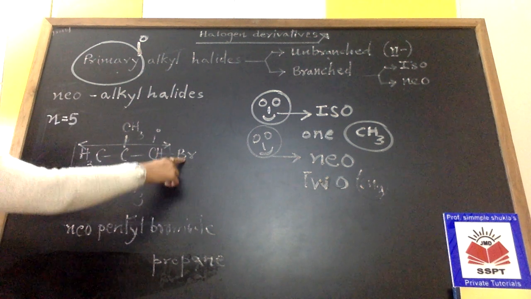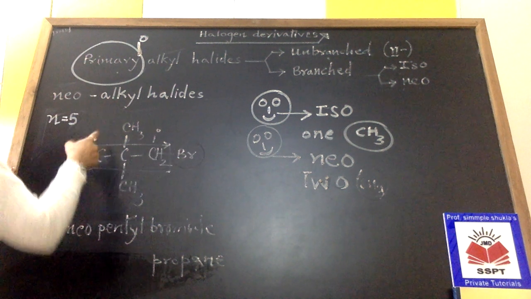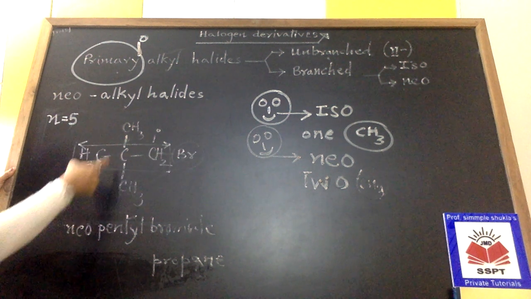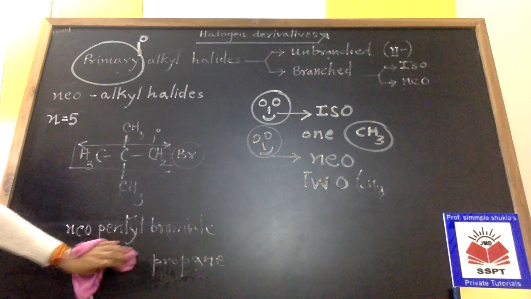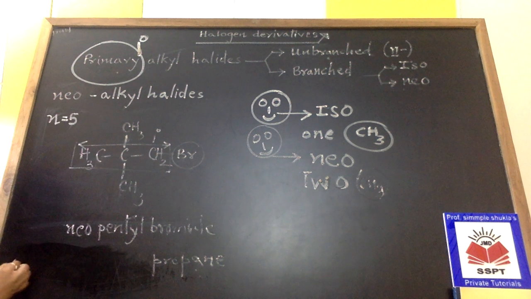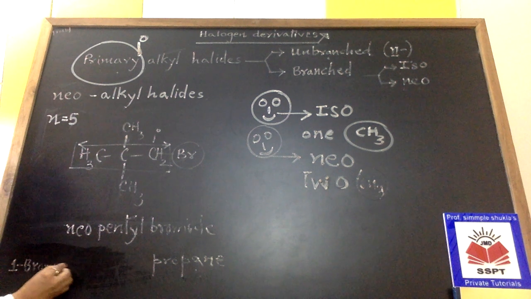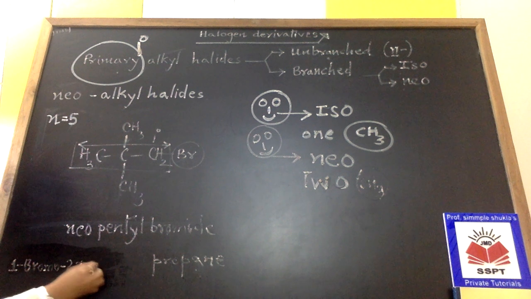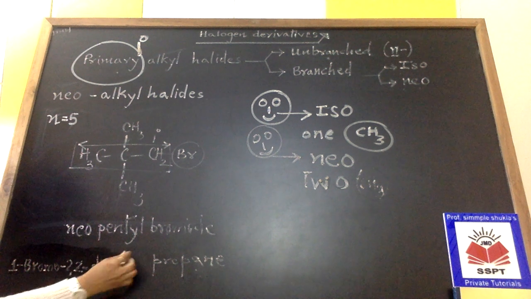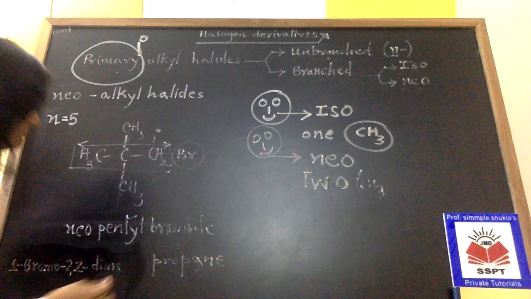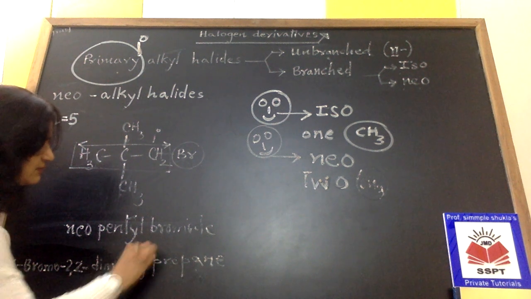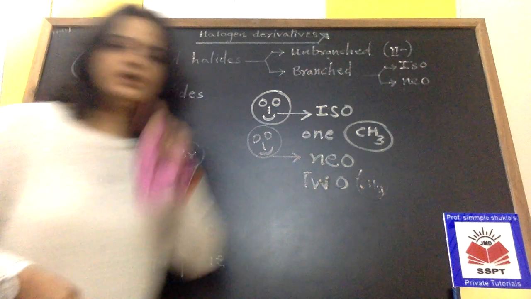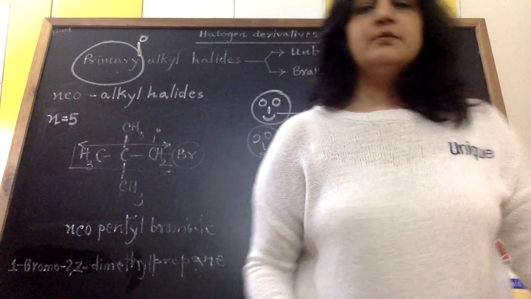Now the halogen is bromine, so this is bromo, and 2 methyl branches on the second carbon, so 2,2-dimethyl. Halo is written first, so I am writing 1 bromo, 2,2-dimethyl propane. So that is the IUPAC name: 1 bromo 2,2-dimethyl propane.